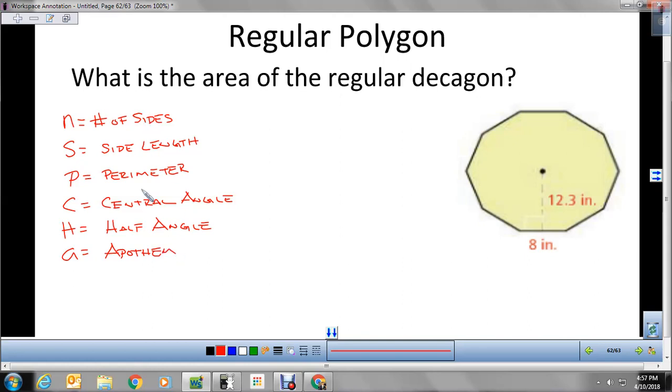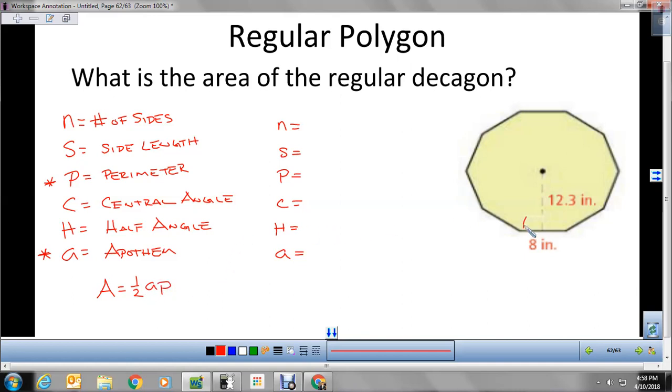Now you're not going to have to write out each one of these words every time, but I do want you to write out the abbreviations. So N, S, P, C, H, and A. The two main ones that we need are going to be the perimeter and the apothem, because the area formula is 1/2 apothem times the perimeter.